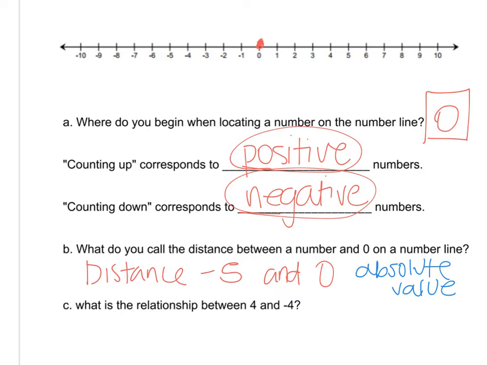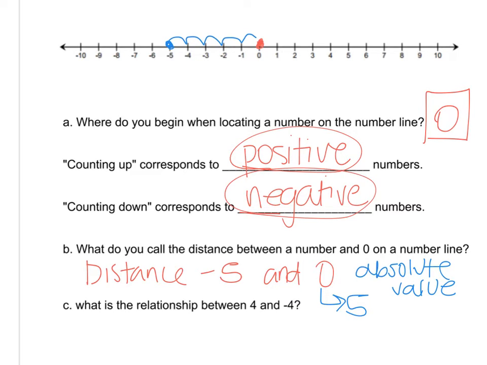So if I ask you the distance between 0 and -5, how far do you need to walk to get to -5? The answer is 5. You only need to walk 5 steps, 1, 2, 3, 4, 5 to get to -5. It doesn't matter what direction you're going.